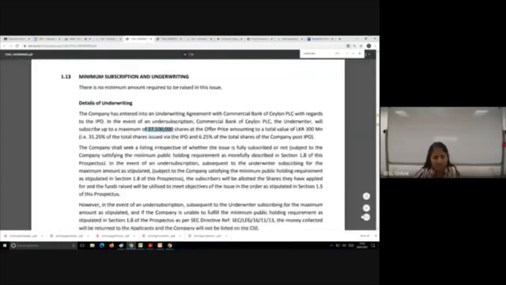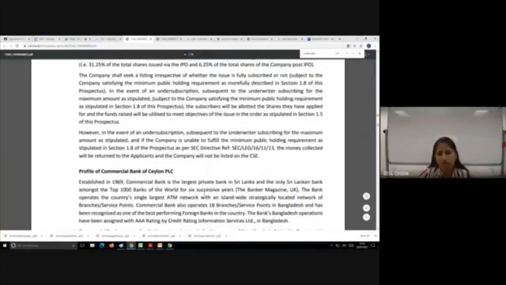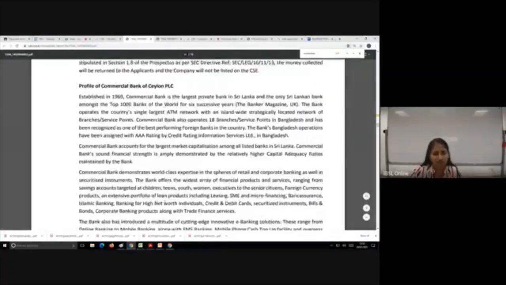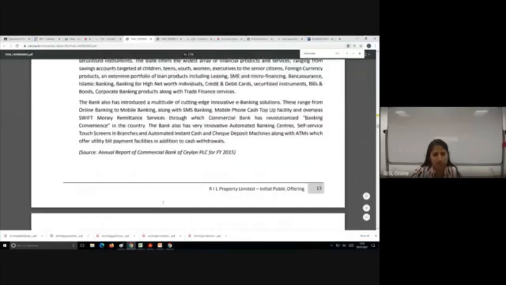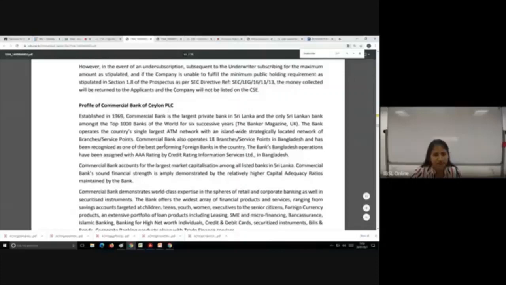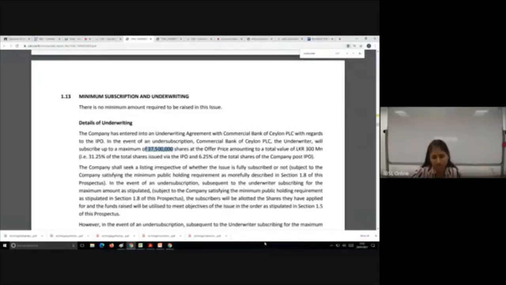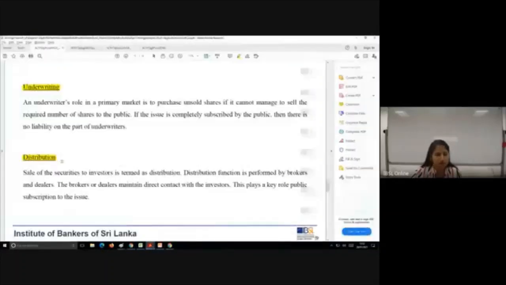So for this, obviously the entity will charge an amount as a fee. And the underwriter profiles are all available. So this they have taken on board as a comfort. If there is anything remaining, Commercial Bank will come on board and buy these shares. So the final function you have is distribution.